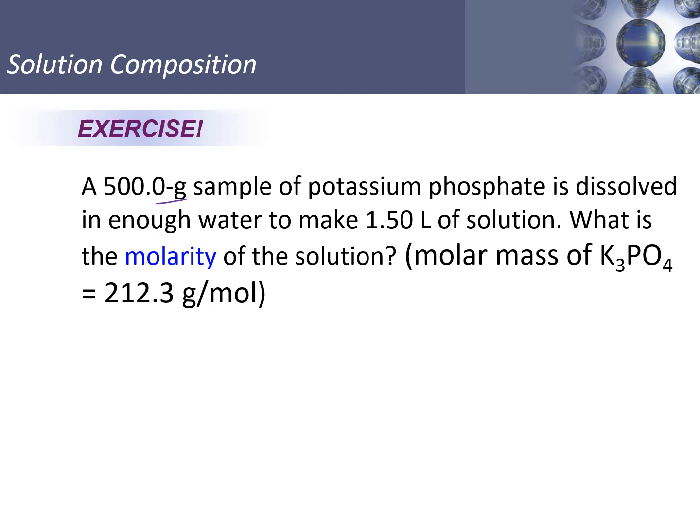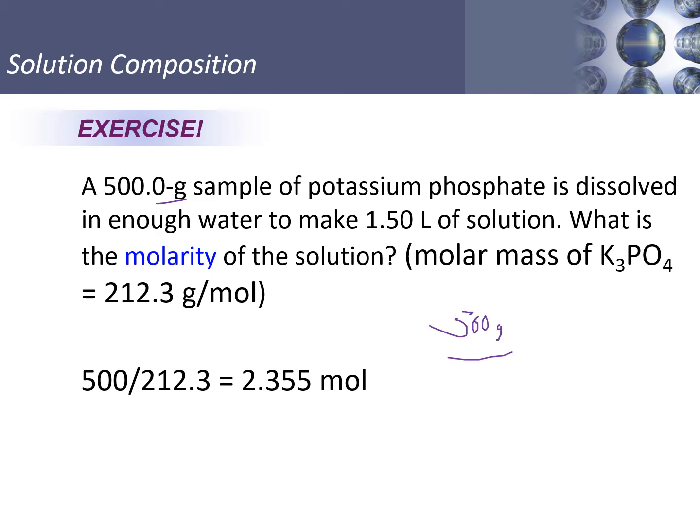So I have given you the molar mass of potassium phosphate, 212.3 grams per mole. So 212.3 grams per mole is our conversion factor. We've been given 500 grams. So 500 grams divided by 212.3, just so we can see our molar conversion.